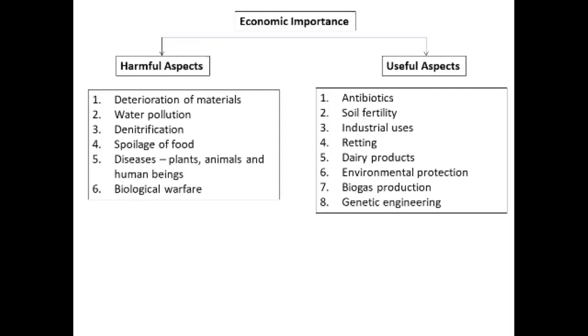Coming to retting. Commercial fiber is separated in the fiber-yielding plants by the decomposition of non-cellulosic cementing materials through a process called retting. It involves microbial decomposition of unwanted material. Retting of flax, jute, and hemp is done by bacterial forms like Clostridium butyricum and Clostridium felsineum. The milk products such as butter, cheese, curd, etc. are obtained by the action of bacteria.